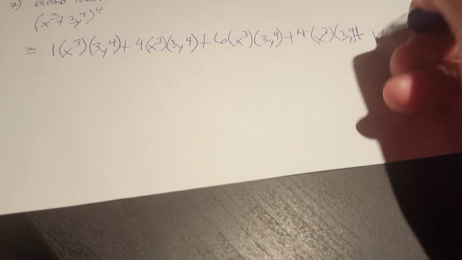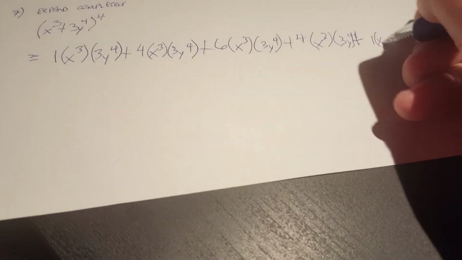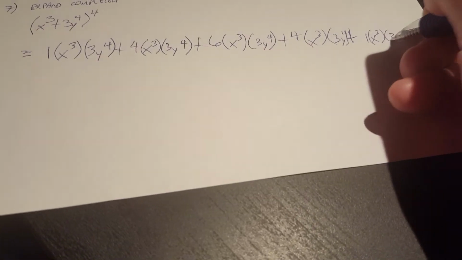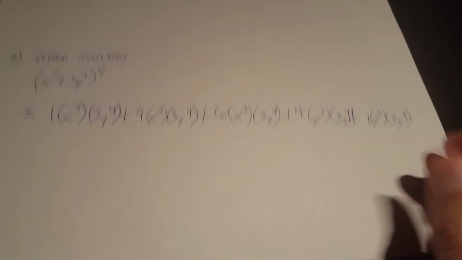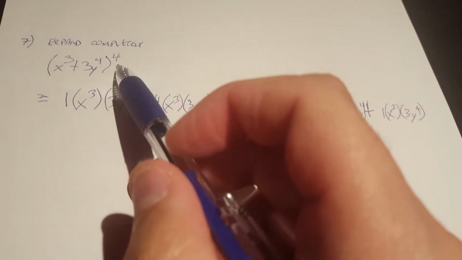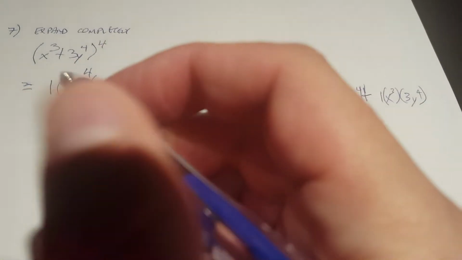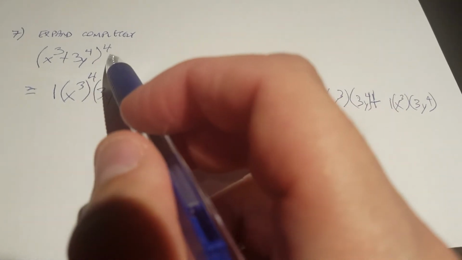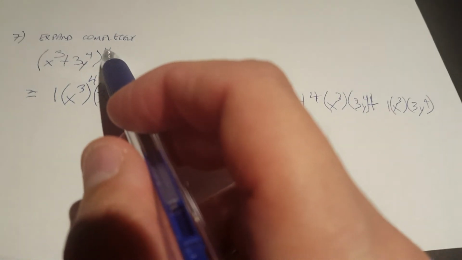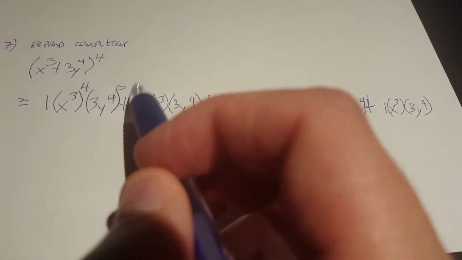Make that the plus 1 times x cubed times 3y to the 4th. Now anyway, this is how we're going to do this. Remember, this is to the 4th power. So the way this is going to work is, this first term is going to be to the 4th power, and the second one is going to be to the 0. These should always add up to whatever that exponent is for the whole thing. So that's going to be 4 and 0.